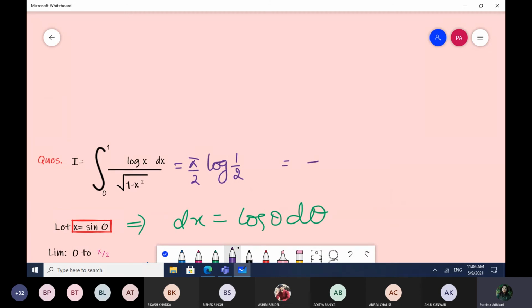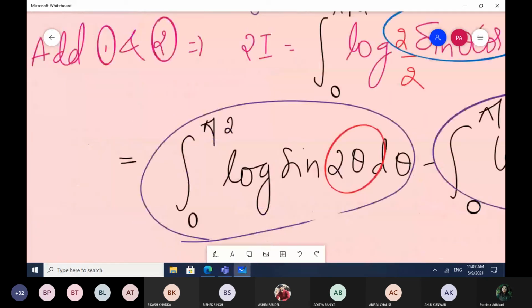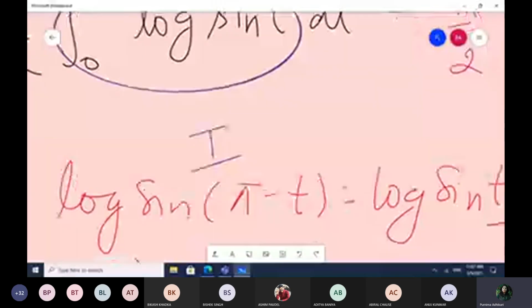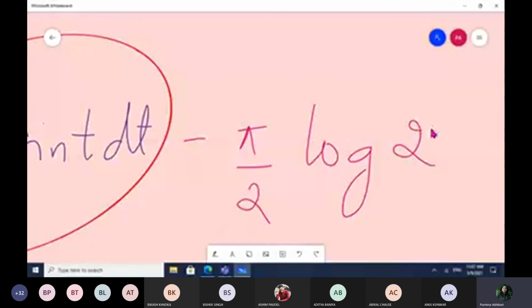We are getting it this way: minus pi by 2 log 2. It means same, isn't it? Using properties of log, both mean the same. Minus pi by 2 log 2 means pi by 2 log half. Same thing.